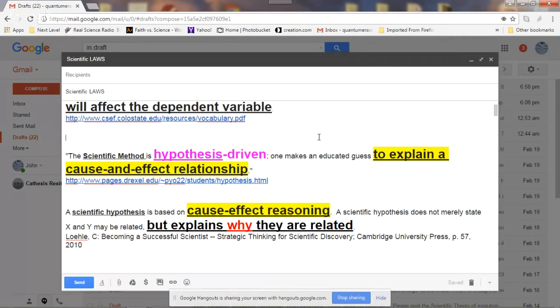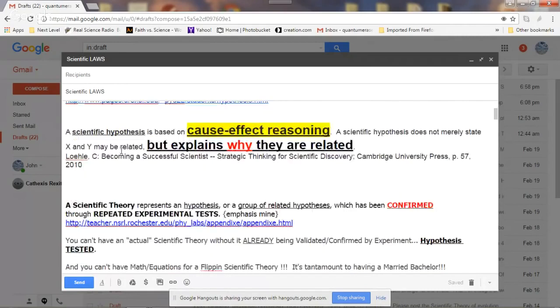That's your prediction. And as it says here, a scientific hypothesis is based on cause and effect reasoning again. A hypothesis does not merely state X and Y may be related, but explains why they are related. So it's dealing with explanations here. That's very important. There's a very important distinction between a description and an explanation.